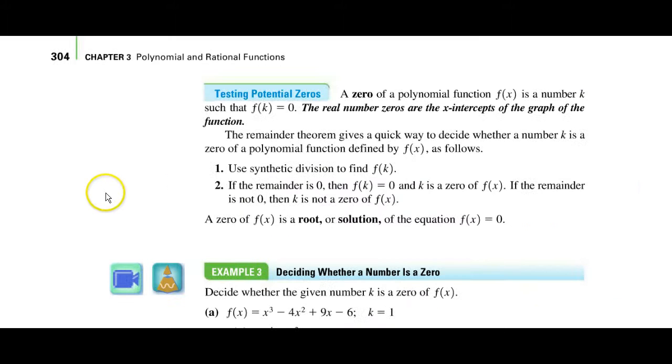Very nice. Now, one of the big topics we'll be dealing with a little later, and in a sense starting now, is testing potential zeros. And this is sometimes later referred to as finding the zeros. And I'm going to give you a little background on this. Now, this is coming up later, but something you may want to have an idea what they're talking about.